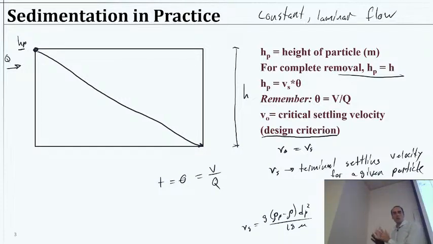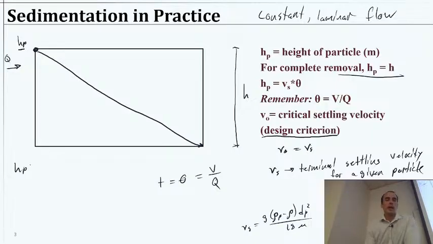Okay, so given that we have now this connection between a random particle that we challenge our treatment system with, and we're comparing that to what the treatment system can handle, I want to elaborate on what it can handle. Okay, so that's this V naught. And in order to get there, we can see that we have some height, HP, to travel given some time.